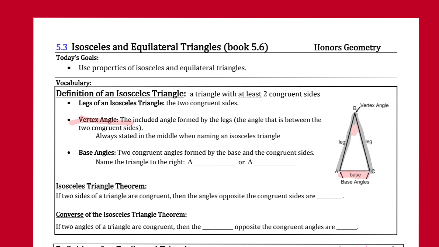It's always stated in the middle when you name the isosceles triangle. You would start with one end of the leg, then say the vertex angle, and then the other end of the leg. So in this case, you would call this triangle ABC, or you could do CBA. Notice B is the vertex angle, and that has to be in the middle. The way you differentiate an angle from a triangle is you use the word triangle or a picture of a triangle in front of it, whereas an angle has the word angle or an angle symbol in front of it. Those are some basic things.